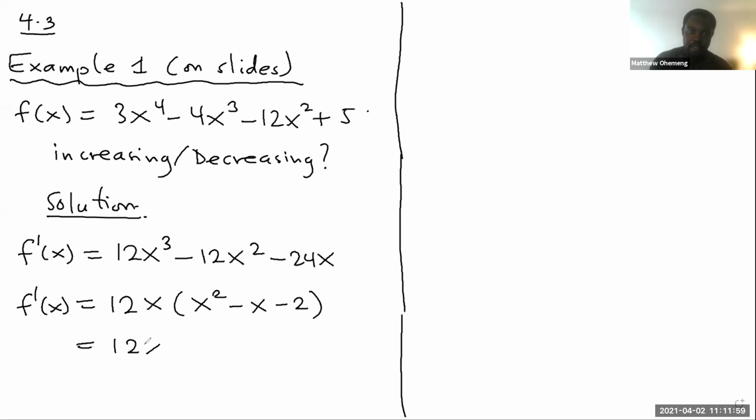So I have 12x, and then for x squared minus x minus 2, I'm just looking for two numbers whose product is -2 and whose sum is -1, right? Those two numbers are -2 and +1. So factorization complete. Now I'll try and explain the motivation for factoring the first derivative along the line, right? But this is it. So we factor this.